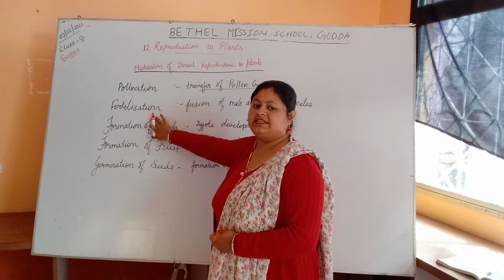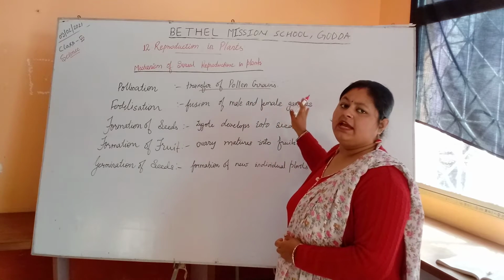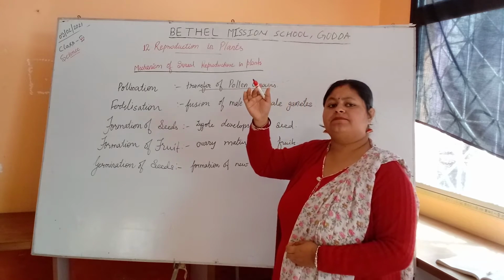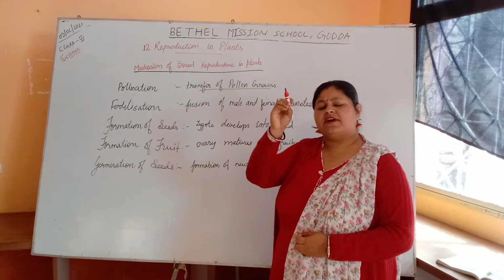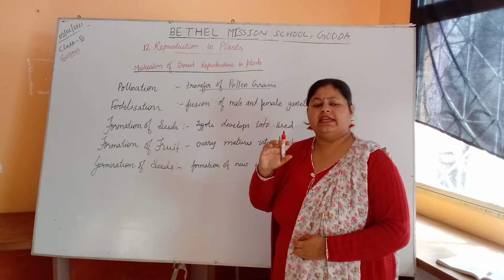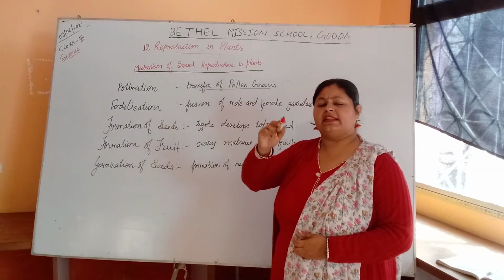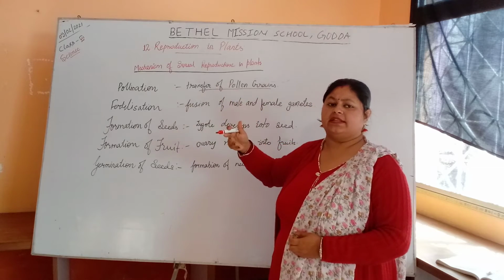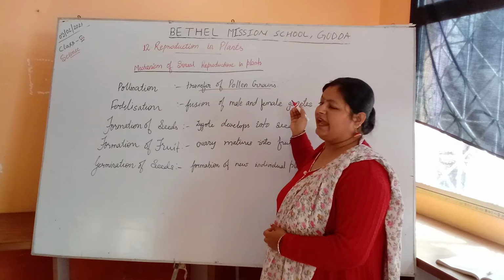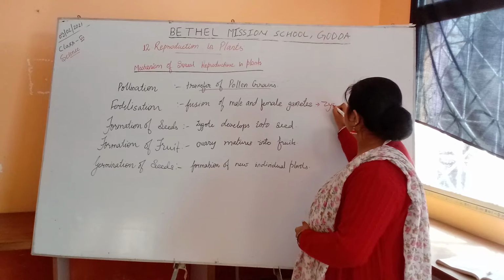Next is fertilization. Fertilization is the fusion of male and female gametes. When the stigma receives the pollen grain, it is transferred through the style to the ovary, and then sent to the ovule. There the male gamete and the female gamete fuse together and they form a zygote.